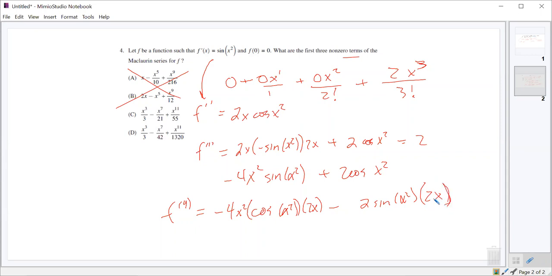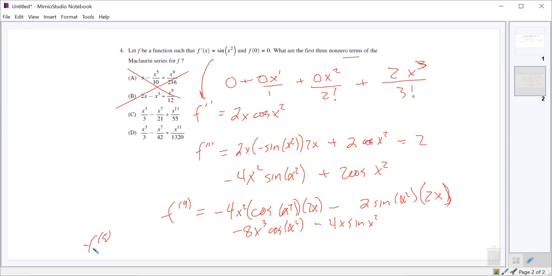Let's see here. How can we go about this in a better way? Well, these ones are just going to keep being zeros. Maybe negative 8x cubed cosine of x squared minus 4x sine of x squared. All right, so, well, we take another derivative. Man, that's a lot of derivatives to get up to the 7th.